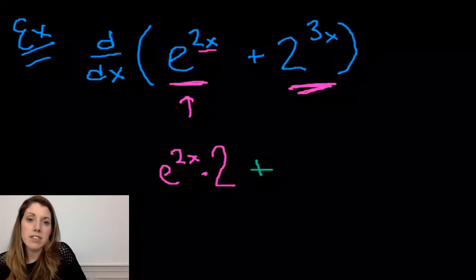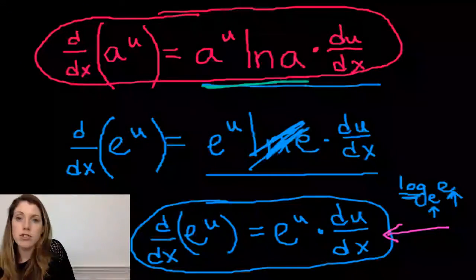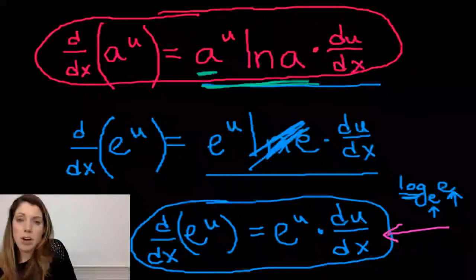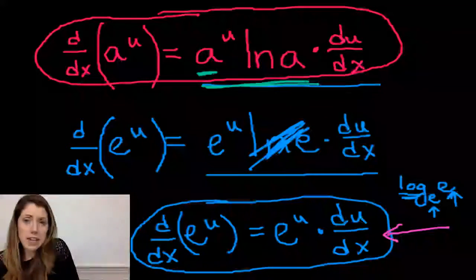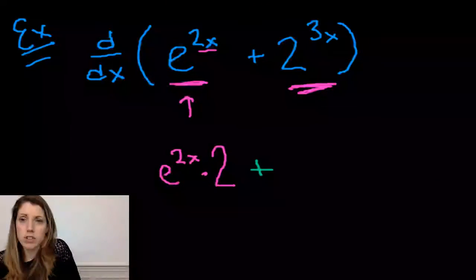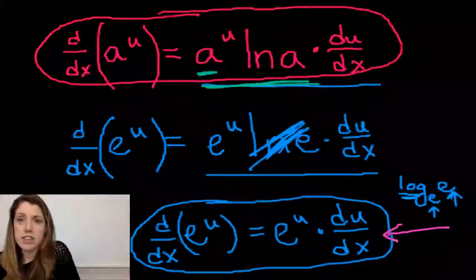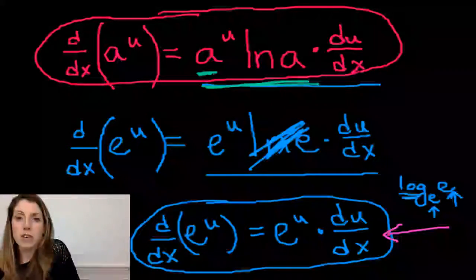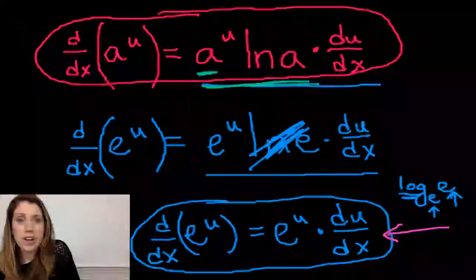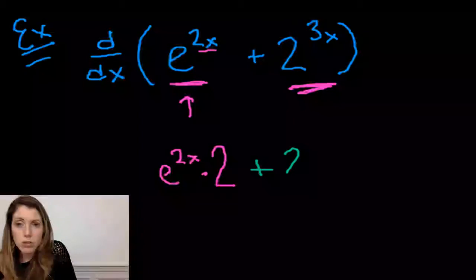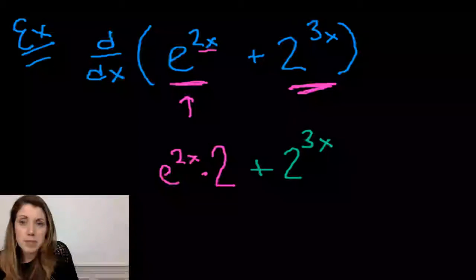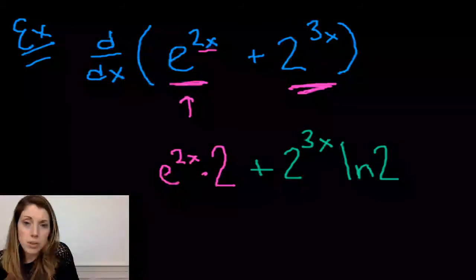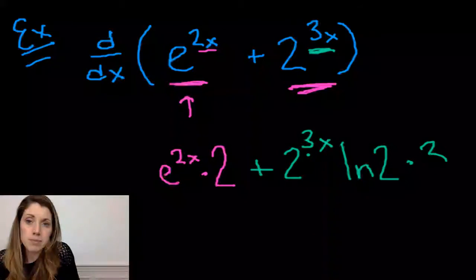2 to the 3x, that's going to fit into our first equation, where our a value is 2 and our u is the inside function, which is 3x here. So looking at this, we're going to have 2 to the 3x natural log of 2 times the derivative of the inside function. So writing that out, it would be 2 to the 3x times the natural log of 2 times the derivative of the inside function, which is 3.